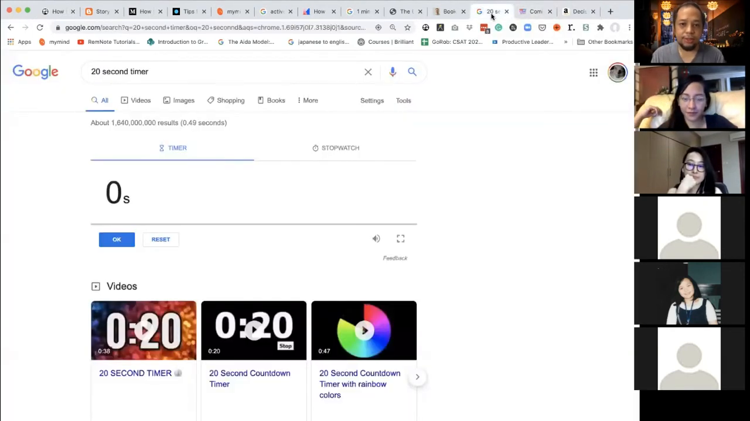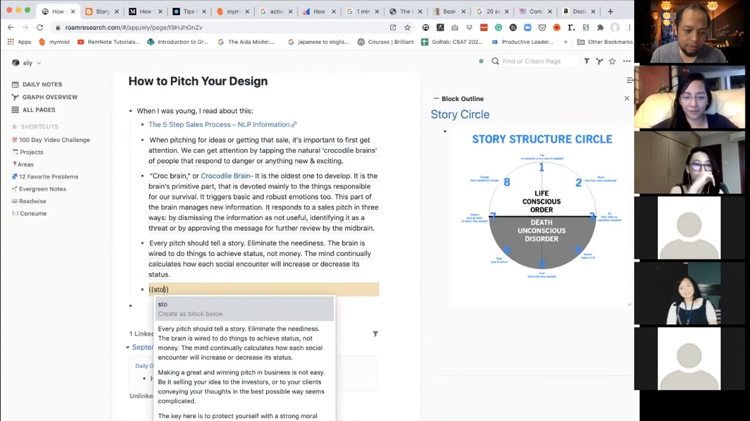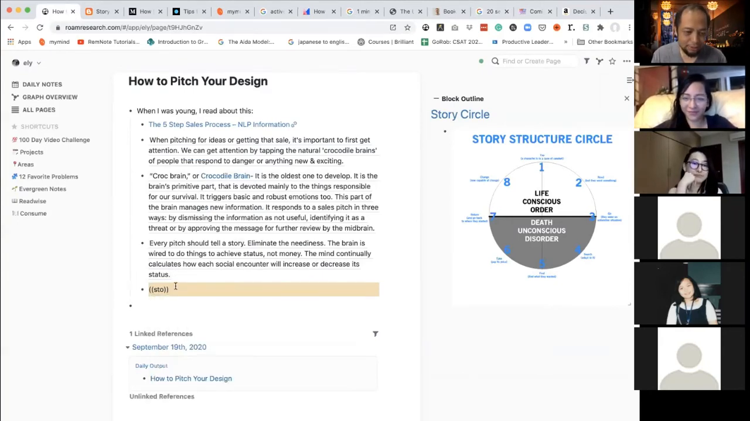The other thing that I've learned lately and that I'd like to tell you about is telling stories. That's why I have a story circle. Each pitch should tell a story, eliminate the neediness. The brain is wired to do things to achieve status, not money. This is from Pitch Anything.